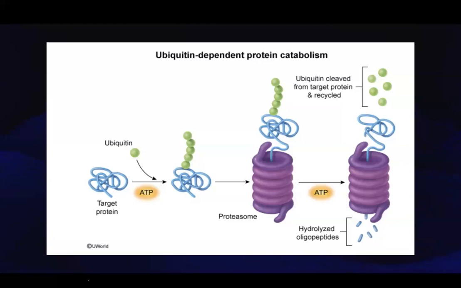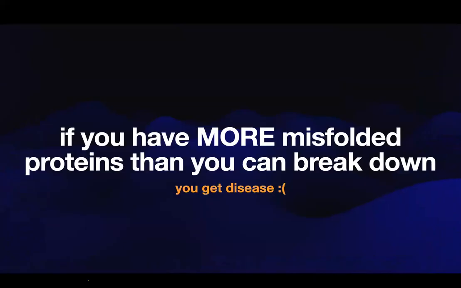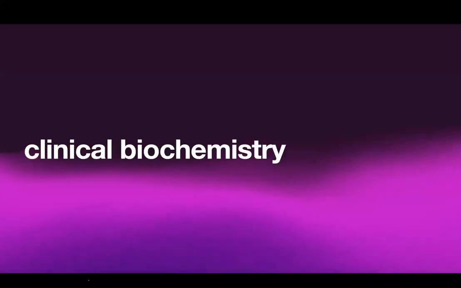This is the whole concept of the ubiquitin-dependent protein catabolism, or the ubiquitin proteasome pathway. It is our body's system to prevent protein aggregation and to prevent protein accumulation. However, if for whatever reason you have more misfolded proteins than your body can break down, you will eventually get disease. And this is going to tie us in to the next aspect where we go into the diseases related to protein misfolding.